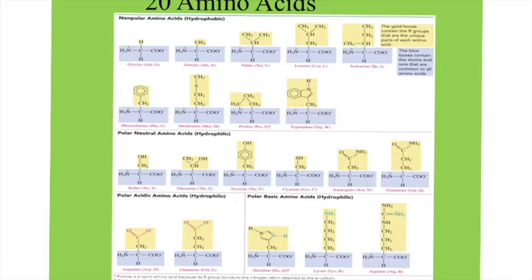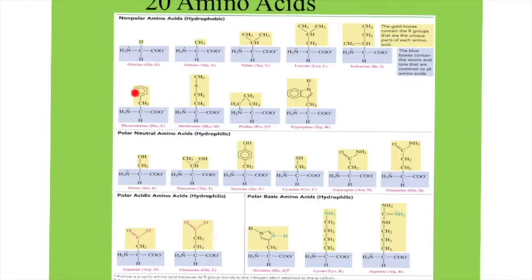Leucine looks almost like valine, but it has that extra carbon group here, so a CH2 group here. And then isoleucine looks like an L, so you've got to try not to get confused. It's not leucine that looks like an L, it's isoleucine that looks like an L. It looks like a backward L. Okay, but all carbon and hydrogen, so very nonpolar.